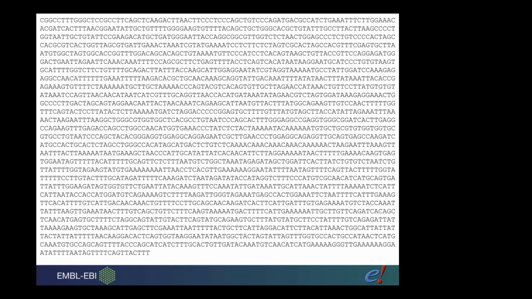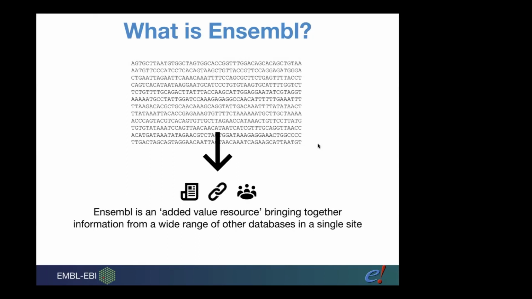So Ensembl is a type of genome browser that takes publicly available sequencing data from genomes. It's important to remember that we don't do any sequencing ourselves. We take publicly available sequencing data and then we make sense of this data. So we annotate genomes with genomic features like genes, variants, regulatory features like enhancers and promoters, and we also perform analysis on all of this data. Ensembl is also called an added value resource, which means that it brings together information from a wide range of other databases in a single site and provides easy access to all of this data.